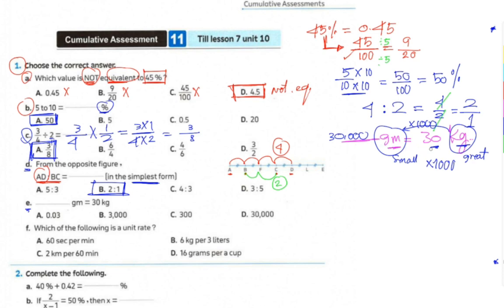30,000 grams equals 30 kilograms. So look here, I could choose D.